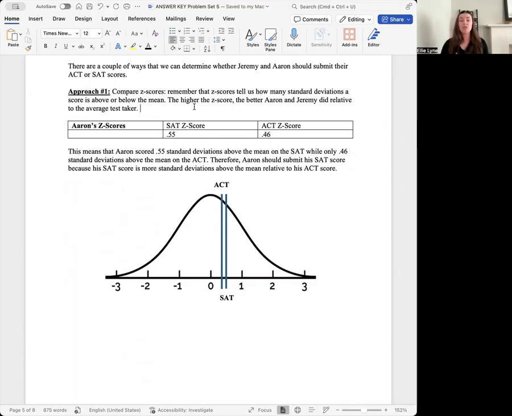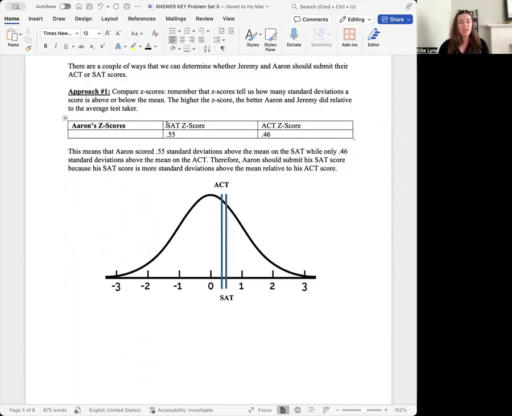We want them to score better, right? Because that means they did a better score. It's going to increase their chances probably of getting into college. So the higher the score, the better here. So let's first take a look at Aaron. We want to inform him whether he should be submitting his ACT or SAT score.